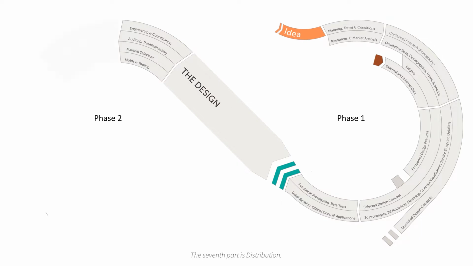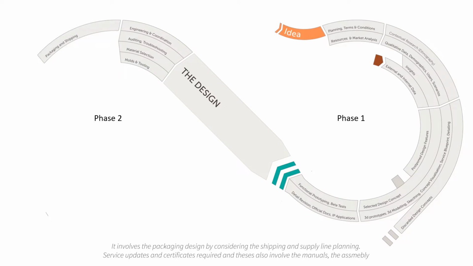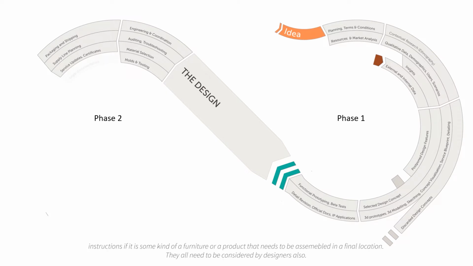So the 7th part is distribution. Distribution has 4 subdivisions, and of course it involves packaging design, which is by considering the shipping, of course, supply line planning, again looking at the packaging design and looking at the demand, service updates and certificates required. These also involve the manuals, the assembly instructions, if it's some kind of a furniture or a product that needs to be assembled at the final location. They all need to be considered, and the designer needs to be involved in this part also.